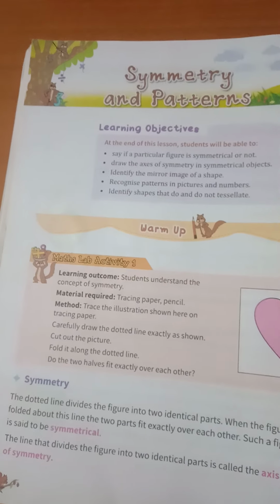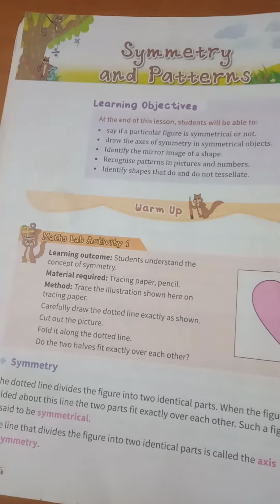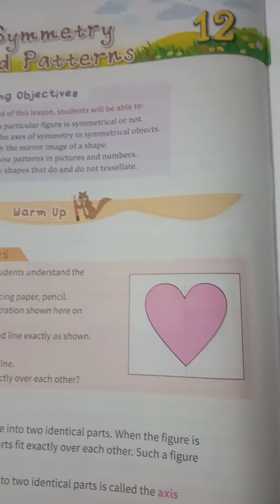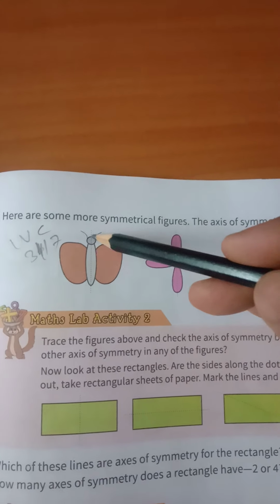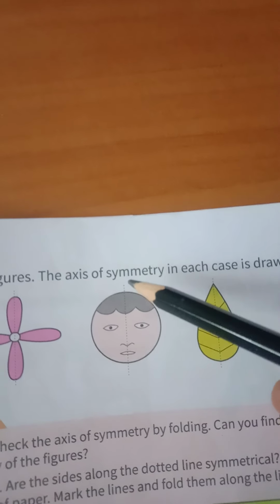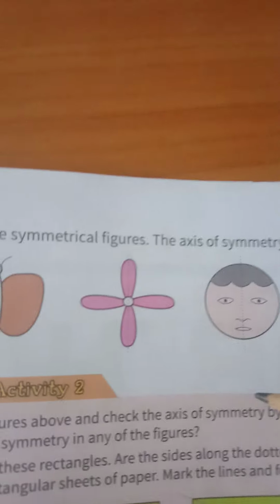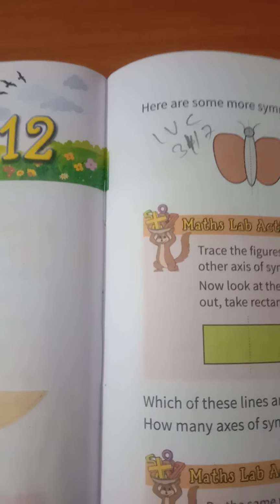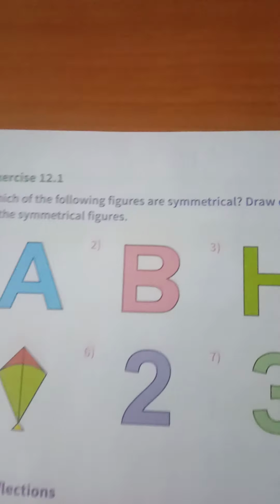Just now I taught you that this is called axis of symmetry. Already I have shown that this is also an axis of symmetry. This dotted line is also an axis of symmetry. So this line, did you see? So this one is also an axis of symmetry. Like this you have to draw the axis of symmetry for this figure.